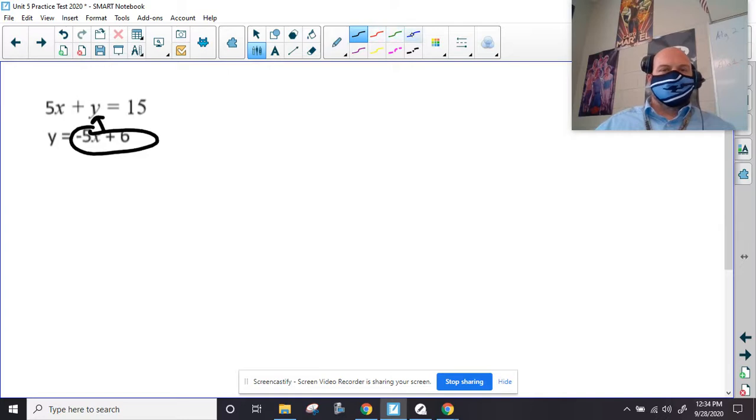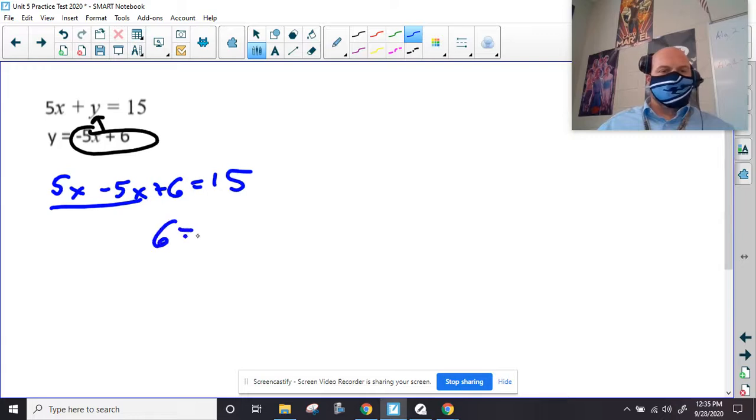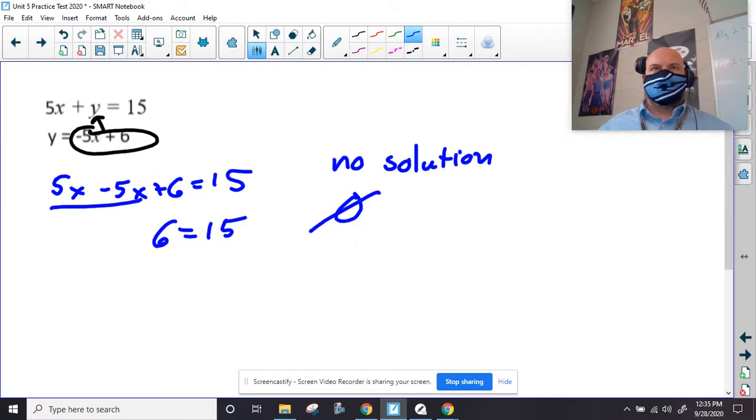So we're plugging in. That's 5x plus 6 equals 15. All right. So here my x's go away. Now, can 6 equal 15? No. So this would be no solution. Now, if you were actually taking this on a paper test, you could do the circle slash. I top it out.